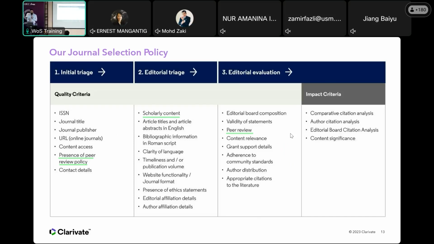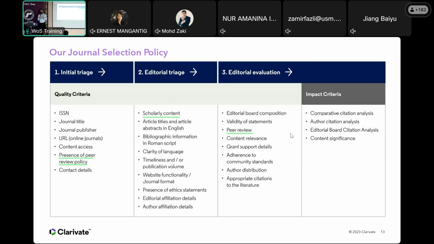And just to remind you very quickly of our journal selection policy. For Web of Science, there was this question of how Web of Science differs from the competition. We really boast and are proud to have one of the most strict, if not the most strict, selection policies in the world. We have an initial check of a journal, whether or not it has the formal signs of a scholarly journal: whether it has an ISSN, a title, a publisher, a URL, and we check their website for the presence of a peer review policy.